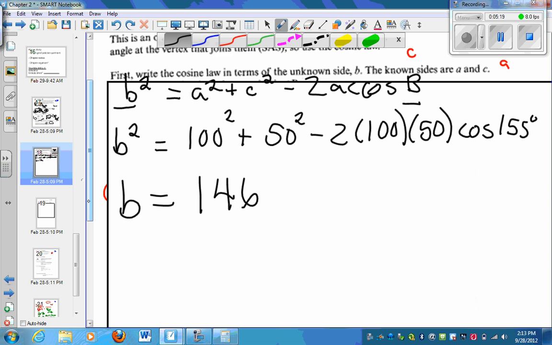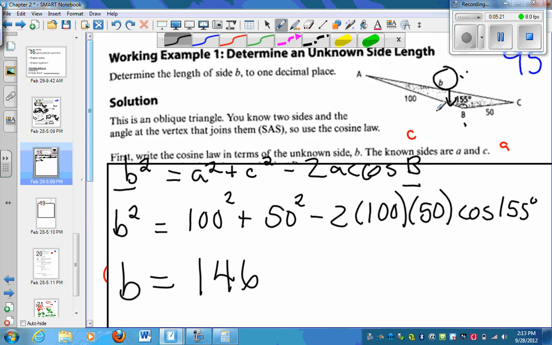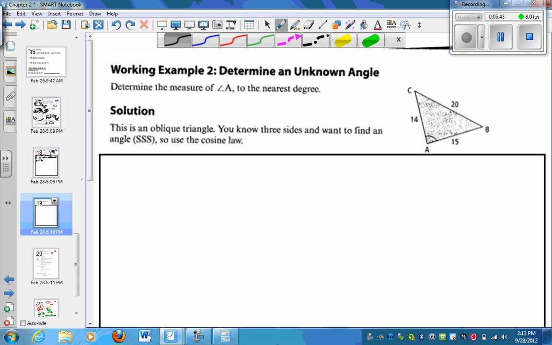146. Now I'm going to look back. Is that reasonable? Knowing that this side is 100 and that side's 50, is it reasonable that that could be 146? Of course that's reasonable, because this is looking like the longest side, and this has got to be the biggest angle, because I only have 180 degrees in a triangle. These are going to be little. So it makes sense that this would be my biggest side. So that is reasonable. Okay, let's try another question here.